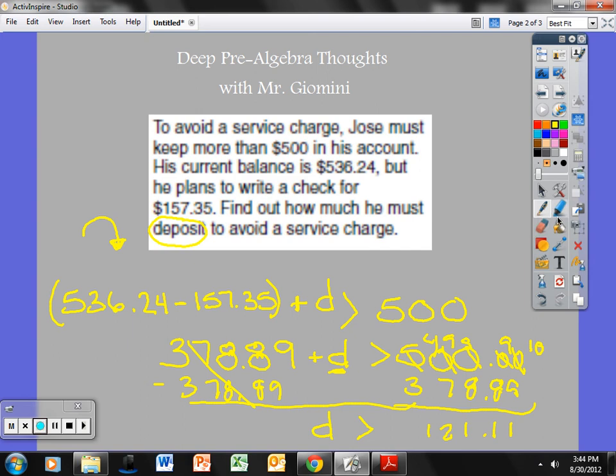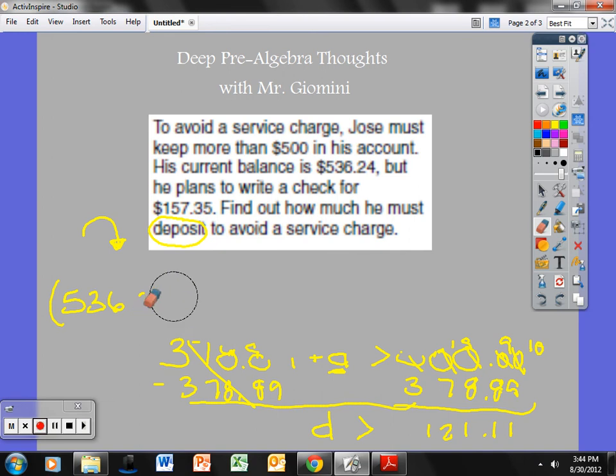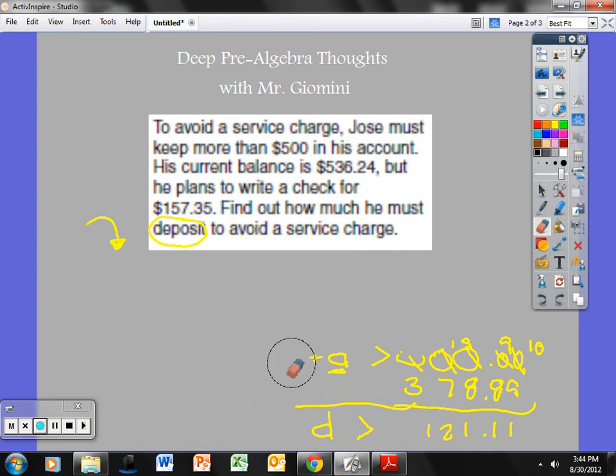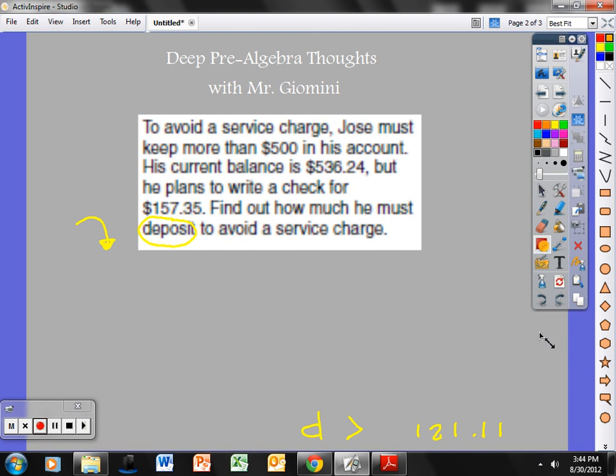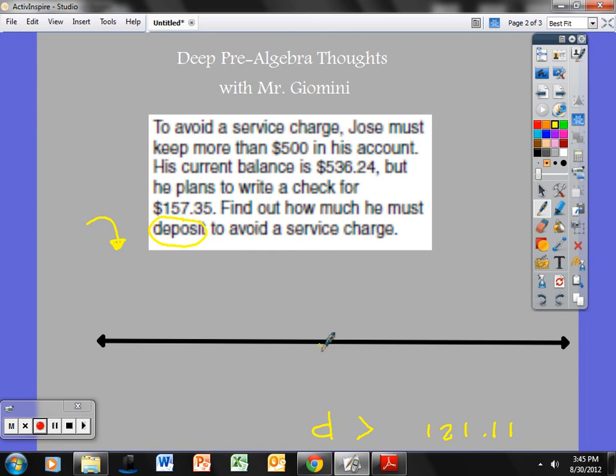Remember now, if I were to graph this, which it's okay to do extra work, boys and girls, it's always okay to go above and beyond. That's how you separate yourself from a lot of other people who don't want to do that extra step. Okay, so here is my number line. Here is my D, must be greater than $121.11. It must be greater than, so that means $121.11 is not included in that solution set, so it is an open circle, and it has to be greater than that, so my inequality is being graphed to the right.